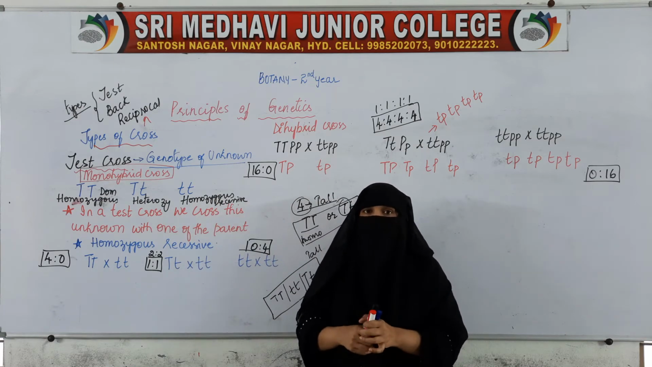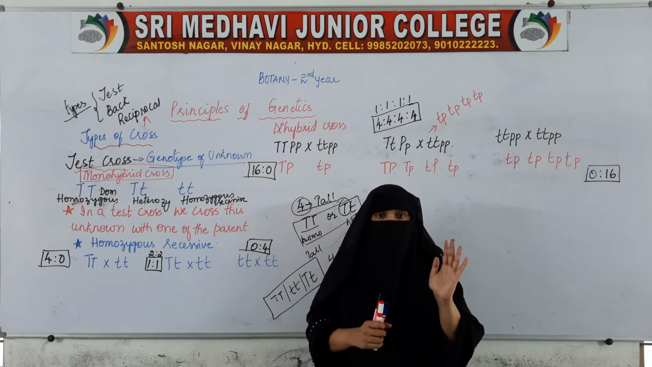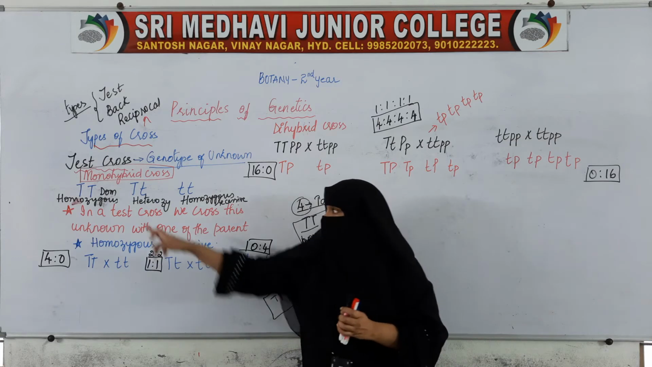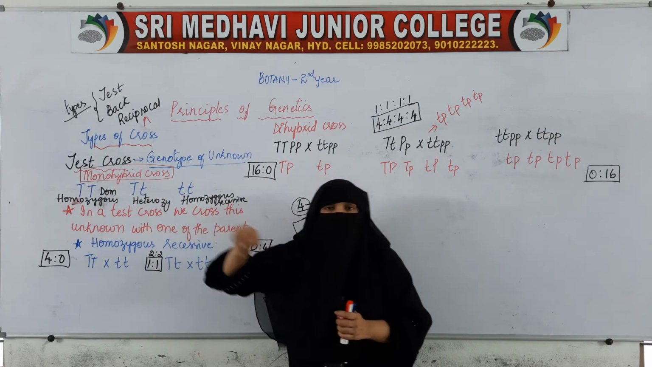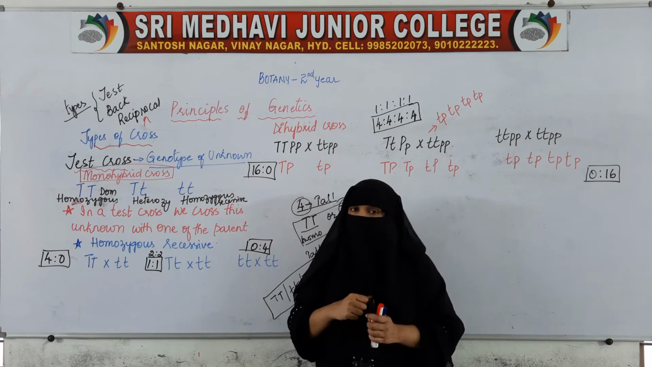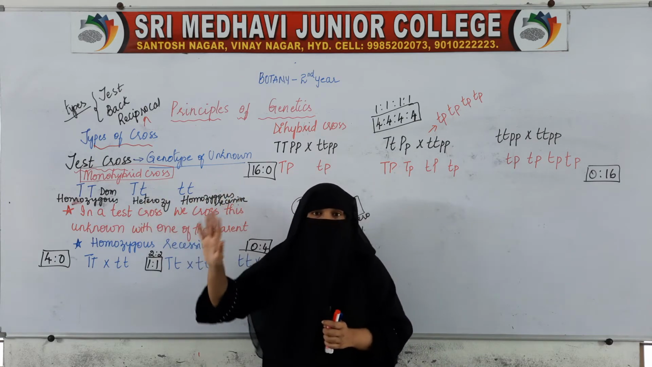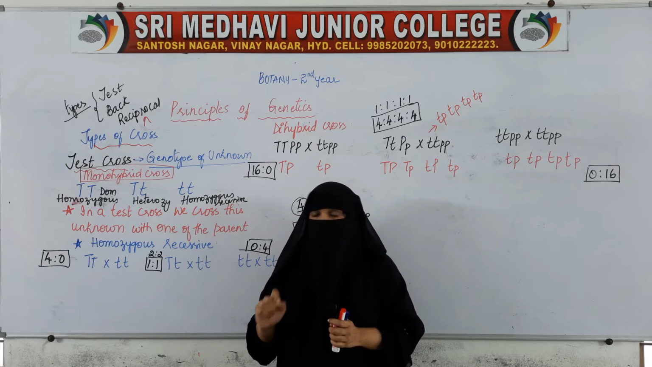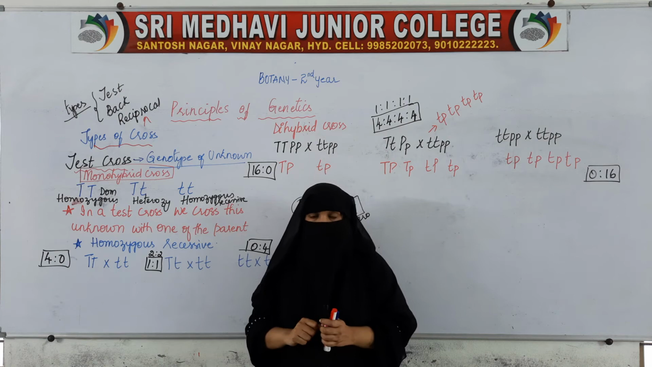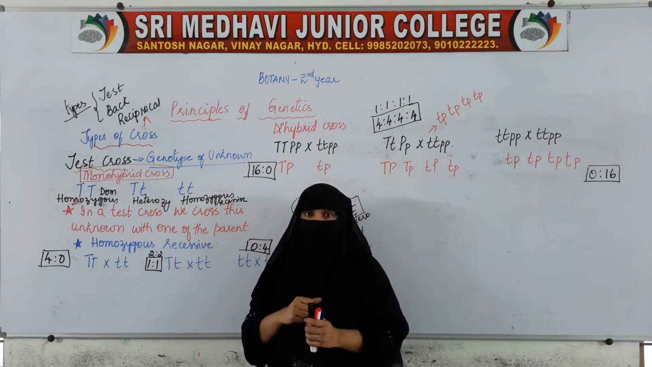You remember, for any organism there will possibly be three types of genotypes: one all homozygous dominant, one all homozygous recessive, and one heterozygous. For any character, we can find three possible types of genotypes.